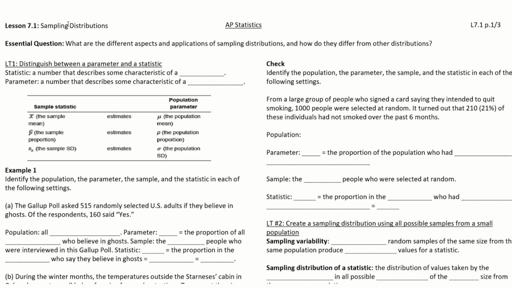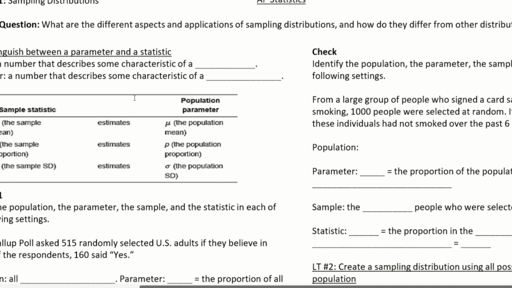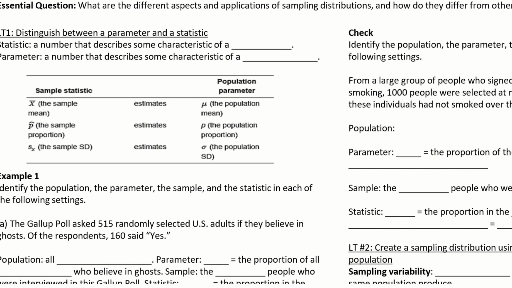So this whole unit is going to be on sampling distributions, and in 7.1 we're going to look at an introduction to what a sampling distribution is, some properties and characteristics, and how they differ from other distributions. Okay, so we're starting with learning target number 1.